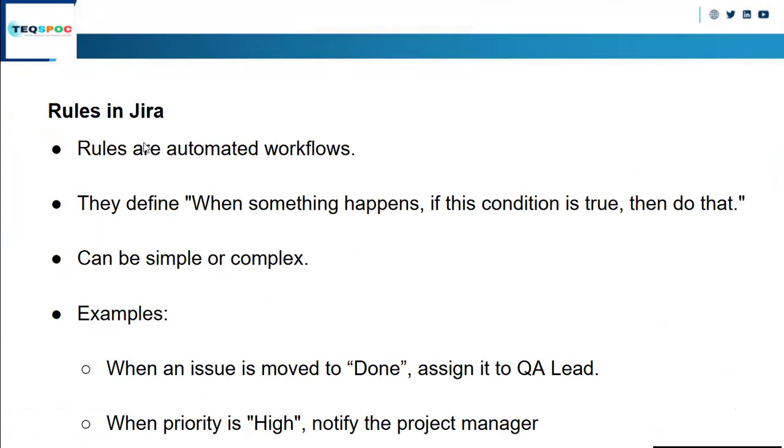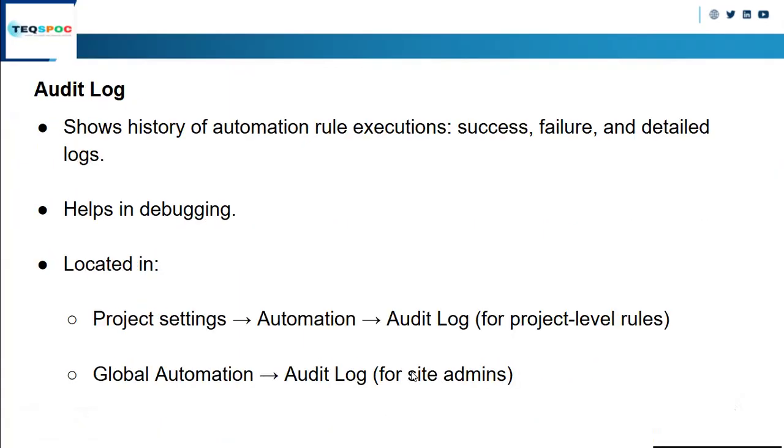Now what are rules in Jira? Rules are automated workflows. When something happens, if this condition is true, then do it. And it can be complex or simple. For example, when an issue is moved to Done, it can be assigned to QA. If an issue is highest priority, you want to assign it to the project manager. So we will automate these things. Earlier we were doing them manually. Now we will automate this activity.